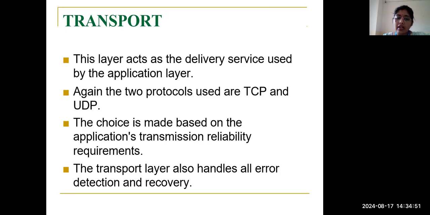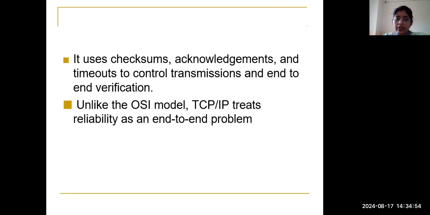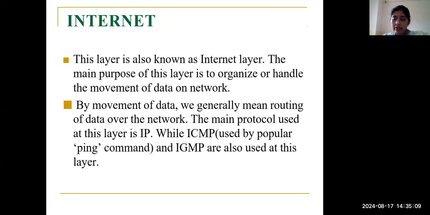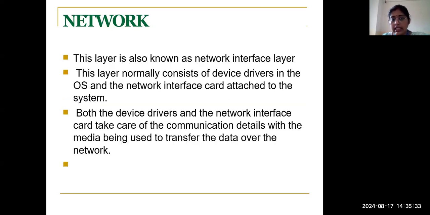The transport layer also handles error detection and recovery. It uses checksums, acknowledgements, and timeouts to control the transmission and end-to-end verification. Unlike the OSI model, TCP/IP treats reliability and the end-to-end problem as well. And when we talk about the internet layer, the main purpose of this layer is to handle the movement of the data on the network. By movement of the data, we generally mean routing of the data over the network. The main protocol used at this layer is IP, while ICMP and IGMP are also used at this layer.